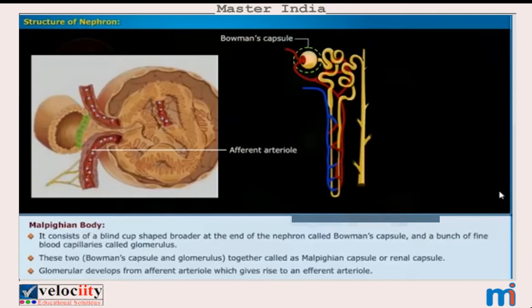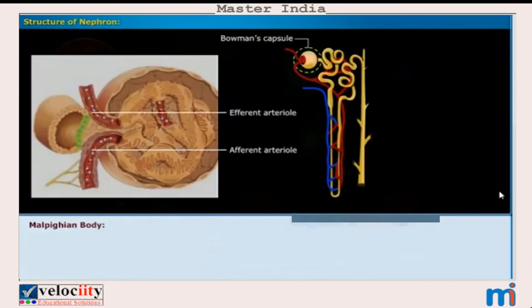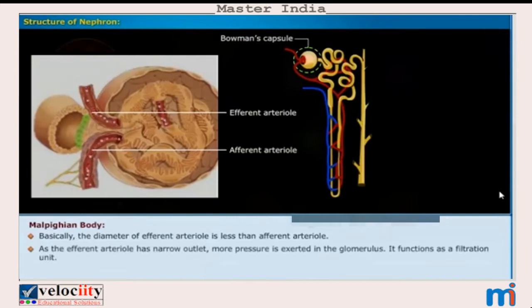Glomerulus develops from an afferent arteriole, which gives rise to an efferent arteriole. Basically, the diameter of the efferent arteriole is less than that of the afferent arteriole. As the efferent arteriole has a narrow outlet, more pressure is exerted in the glomerulus. It functions as a filtration unit.